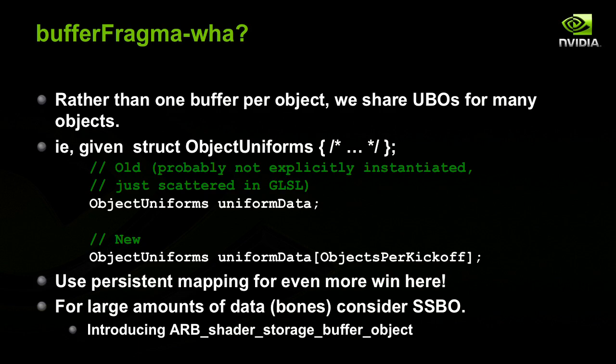So the idea is basically that rather than one buffer per object, you want to share UBOs for many objects. So given that you might have had a struct object uniforms that contained the uniform data for one object to draw previously, now you just have an array of them. And you refer to them in GLSL as an array, and you have some constant that you've defined called objects per kickoff or whatever.